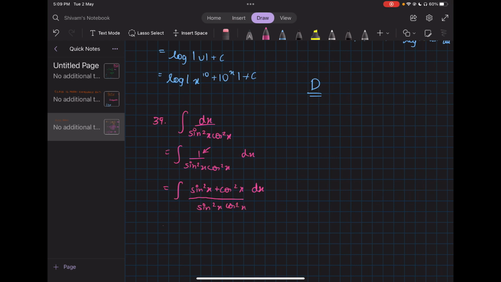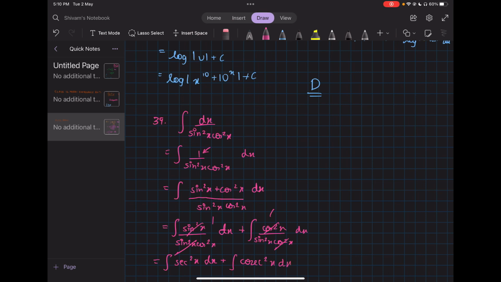And now we're going to split the integral, of course. So it's going to be sine squared x over sine squared x cosine squared x with respect to x plus the integral of cosine squared x over sine squared x cosine squared x with respect to x. And now that and that cancel out, so it's just 1 over cosine squared x, and that and that cancel out, so it's just 1 over sine squared x. So using the reciprocals, we can write this as sec squared x dx plus cosec squared x dx.